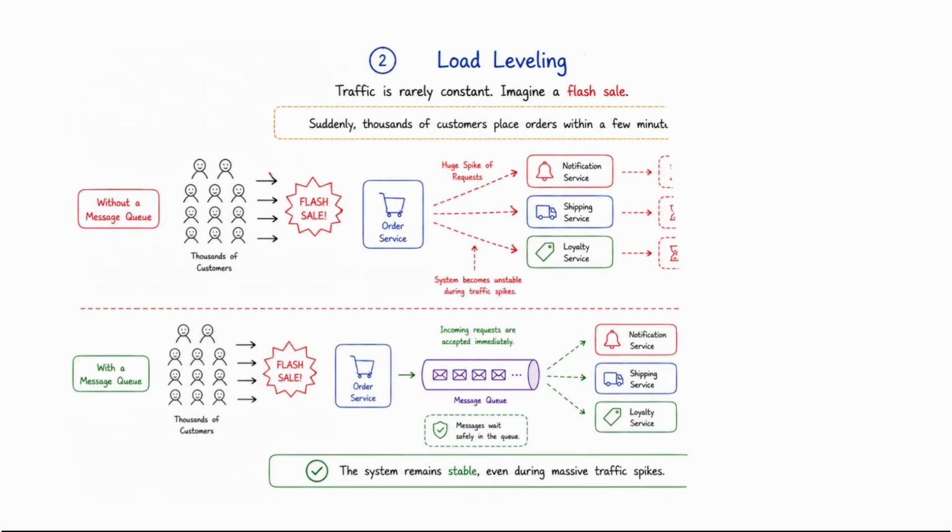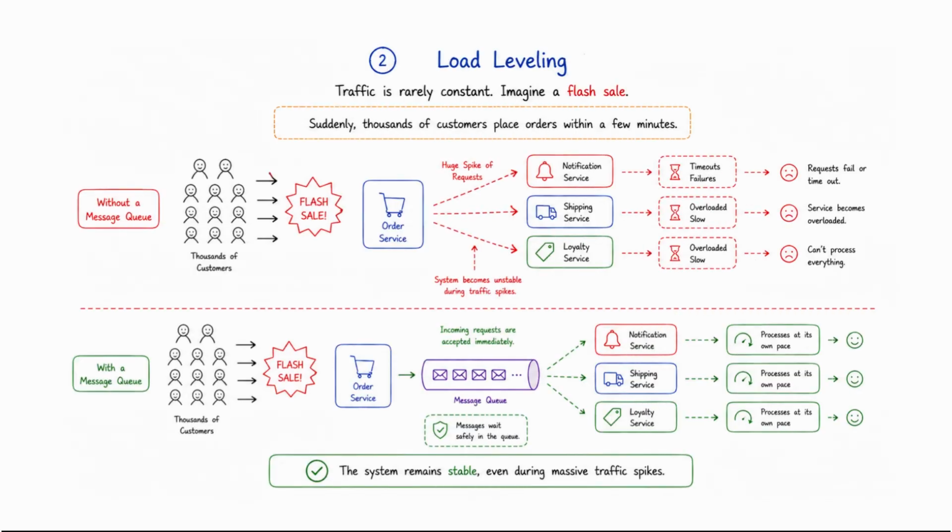Second is load leveling. Traffic is rarely constant in production systems, right? Imagine a flash sale. Suddenly thousands of customers place orders within a few minutes. Your notification service or maybe shipping service or loyalty service may not be able to process everything immediately. Without a message queue, requests start timing out or services become overloaded. With a message queue, incoming requests are accepted immediately. The messages wait safely in the queue and consumers process them at a pace they can handle. The system remains stable even during massive traffic spikes.